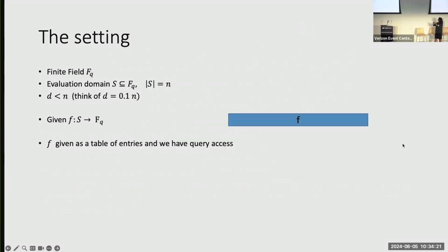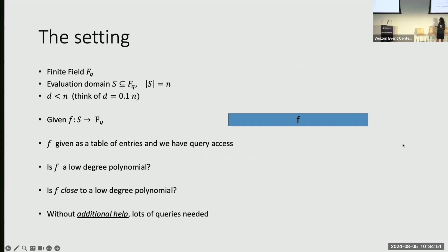So you're given a function f, which is evaluations of this function on the domain S, and we are given it as a table of entries which we have query access to. So you can query the value of f at any point of the domain. And some of the questions you could ask are, does f look like a low degree polynomial? The evaluations of a low degree polynomial. Is f close to the evaluations of a low degree polynomial? So other than on a few locations, does it look like a low degree polynomial?